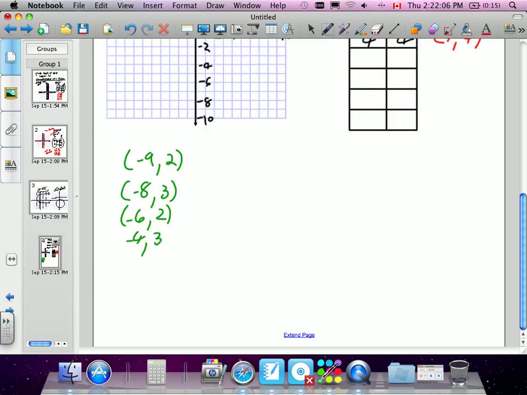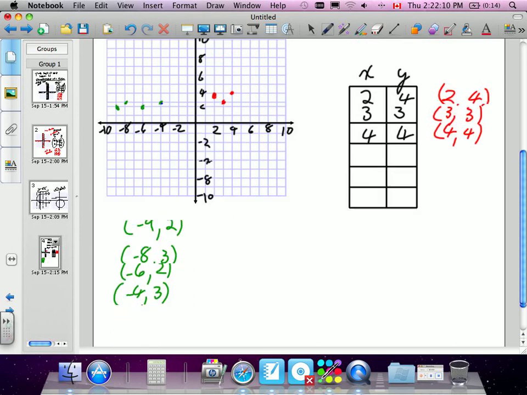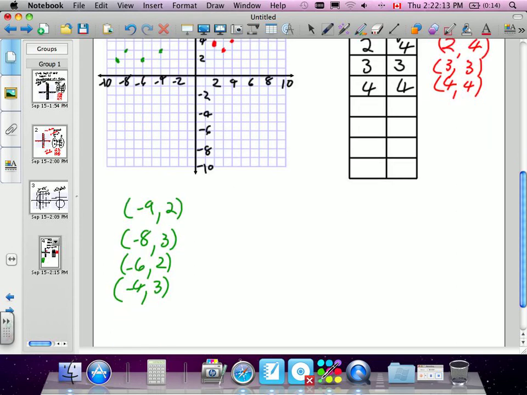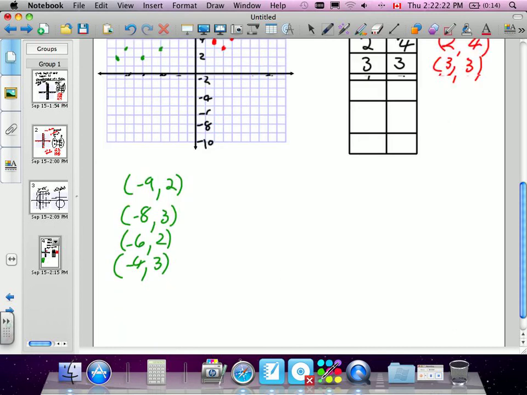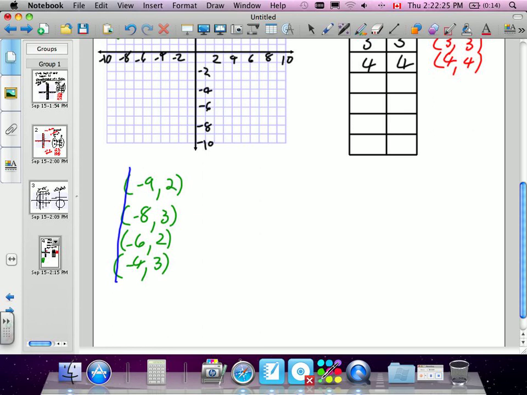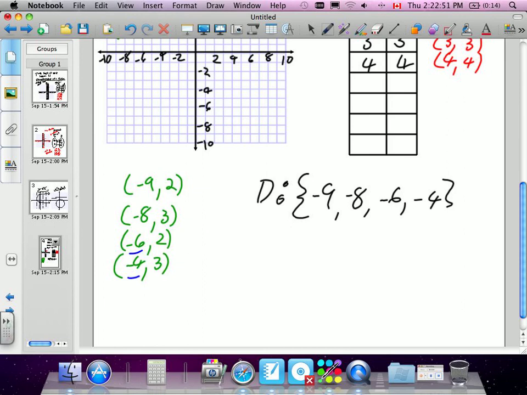So they may ask you to put this in domain and range. So they've given you points, and they want you to set it up in domain and range. You can make a table, if you like, if that helps you as an intermediate part. Or you can go straight to domain and range. I know that all of the first values are going to be my x values of this function. So when I go to put the domain down, my domain, that's a B, not a D. There you go. Our domain is negative 9, which is right here, negative 8, negative 6, and negative 4. That's the domain. That's all there is to it.